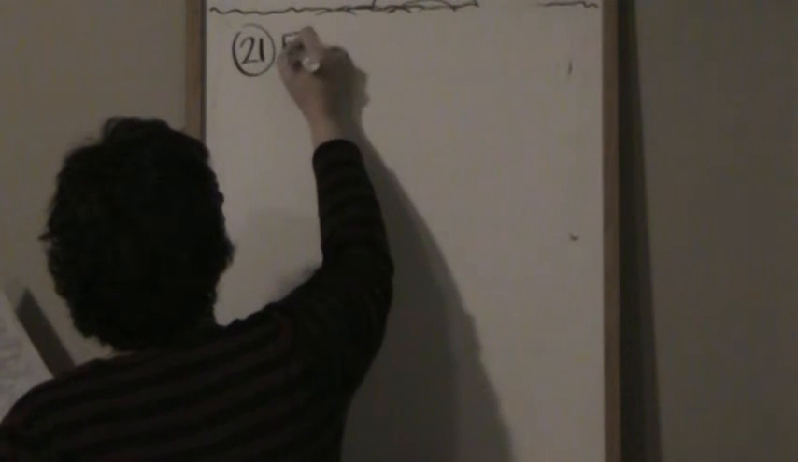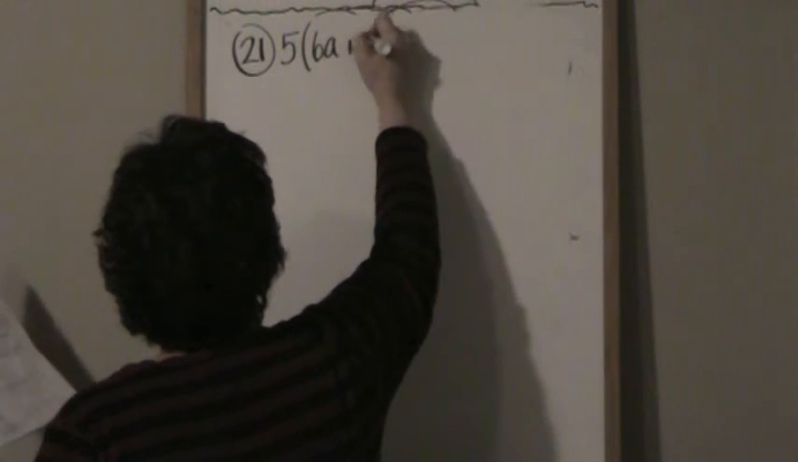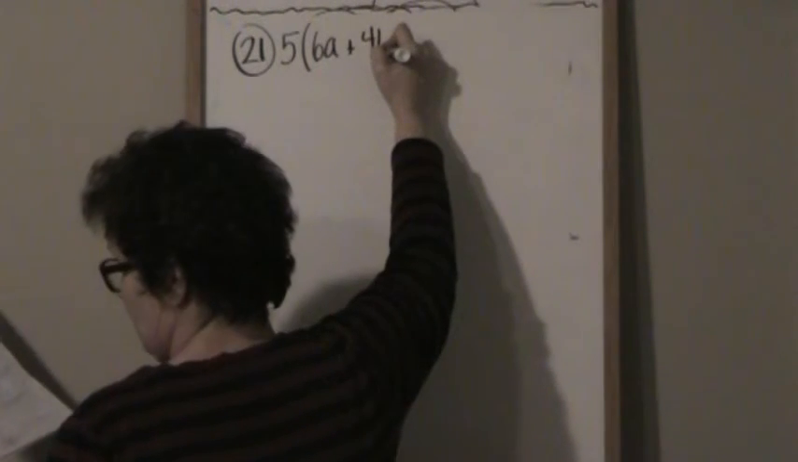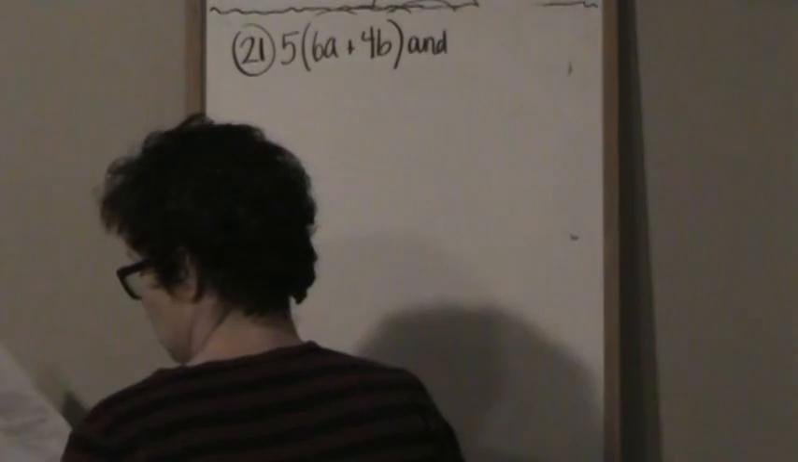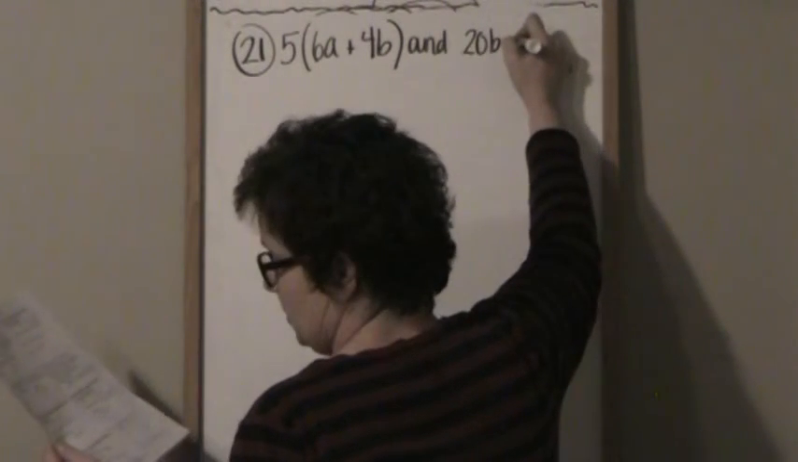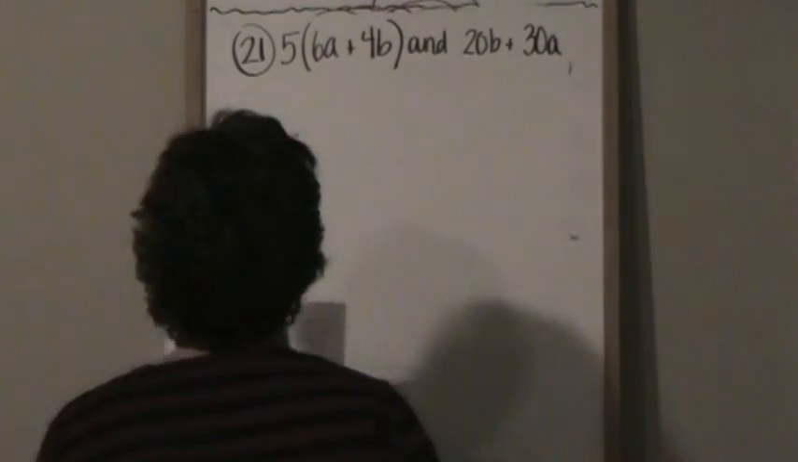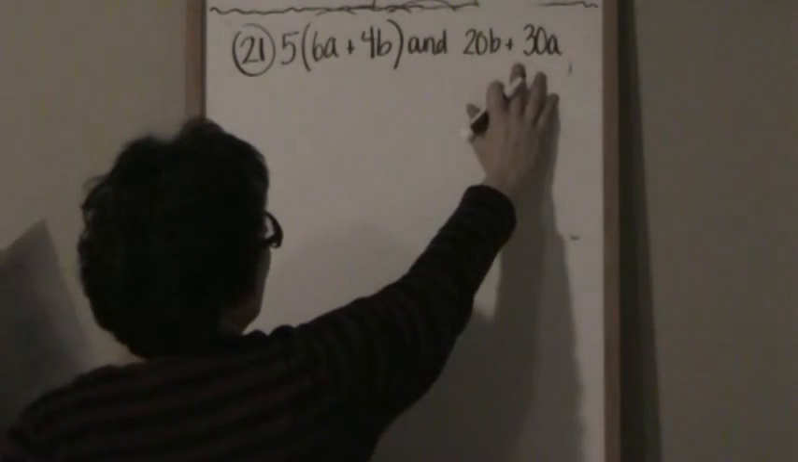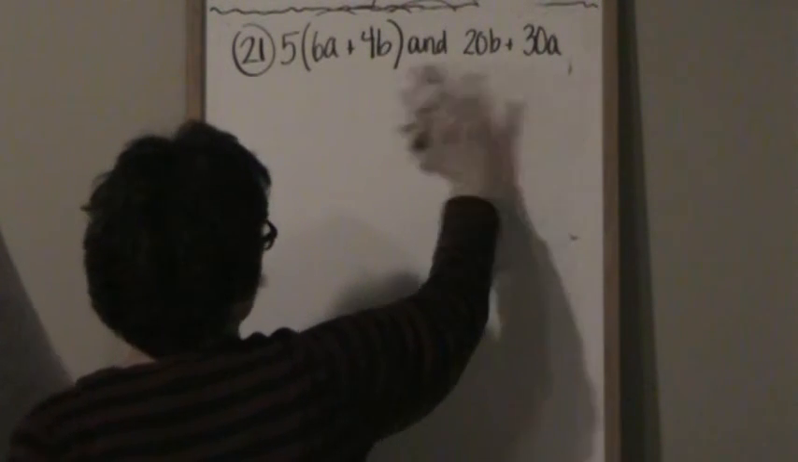Five times 6a plus 4b, and 20b plus 30a. Okay, this one's fine. Can't simplify it. Done with that one. That one, we're good.